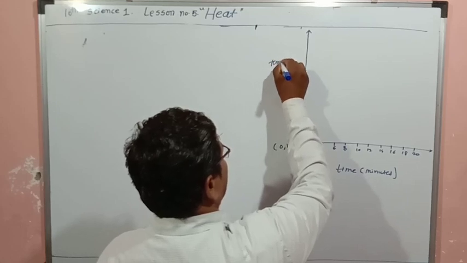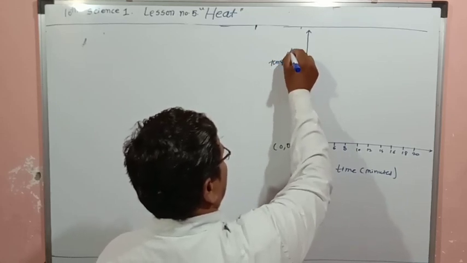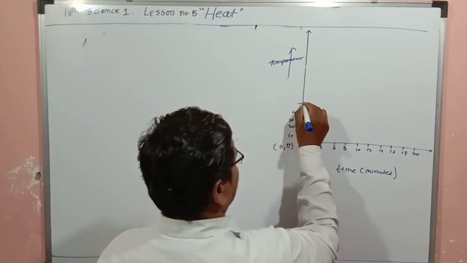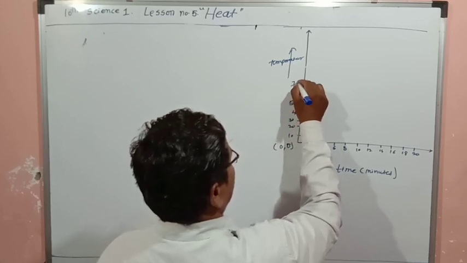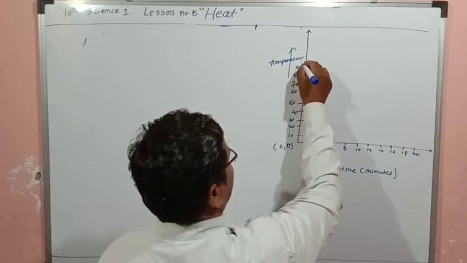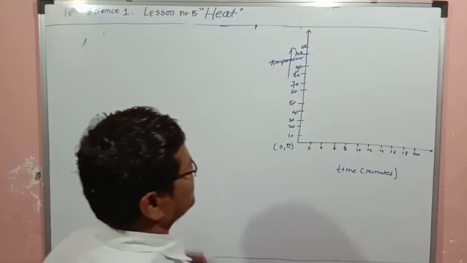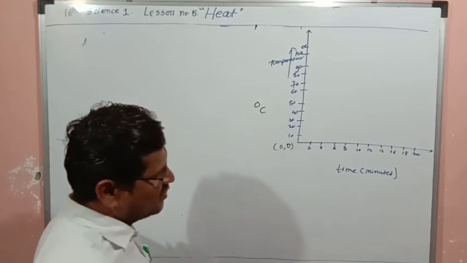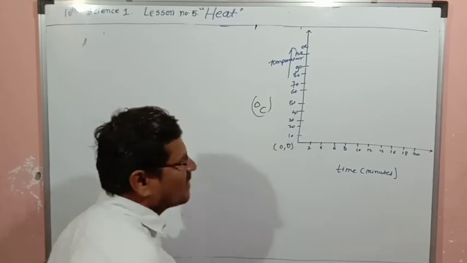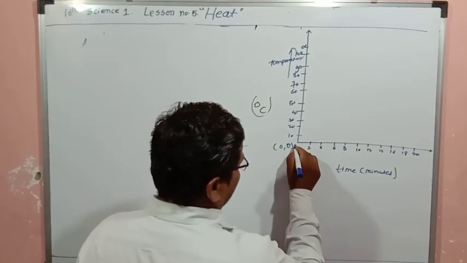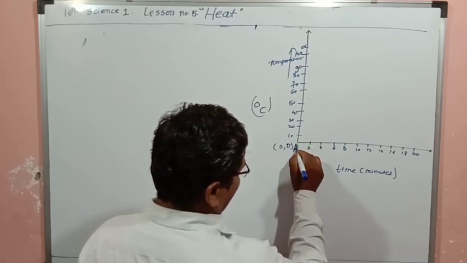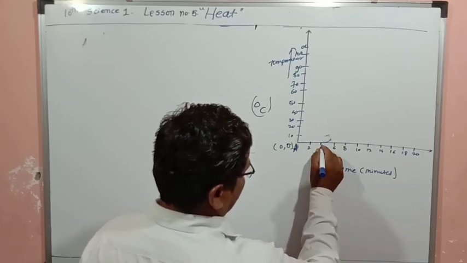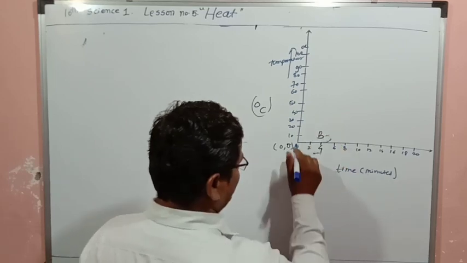Like this way you will take temperature. Here suppose 10, 20, 30, 40, 50, 60, 70, 80, 90, and suppose you take 100 degrees Celsius. So temperature you are taking in degrees Celsius, and time you are taking in minutes. So here suppose A point is there initially. Here is A. Suppose here is B point.